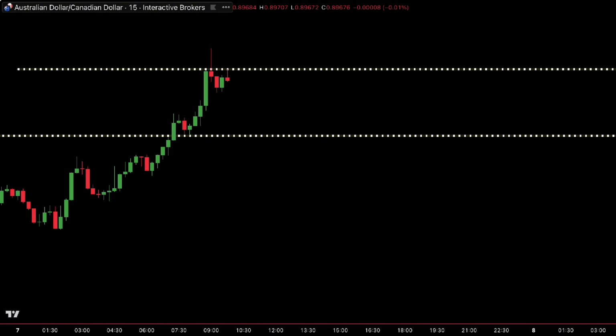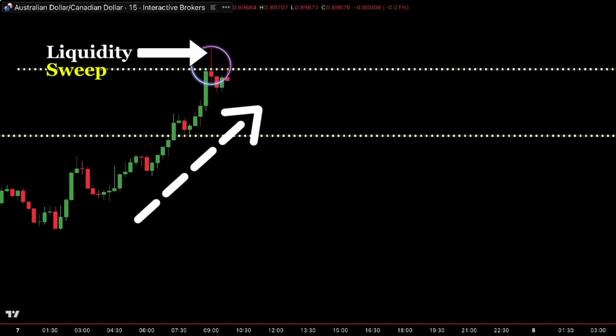Alright, now let's zoom into the 15-minute chart, which is our execution time frame when working with the 1-hour CRT. And here it is. The market was trending up, it poked above that hourly resistance level, and then it closed back below it. That's a crystal clear liquidity sweep on the lower time frame, and it often signals the end of an uptrend and the beginning of a new downtrend.